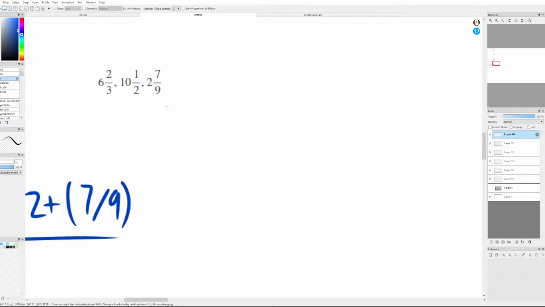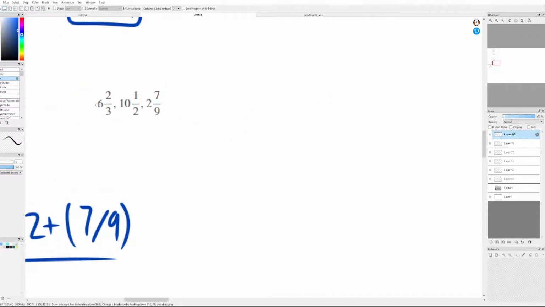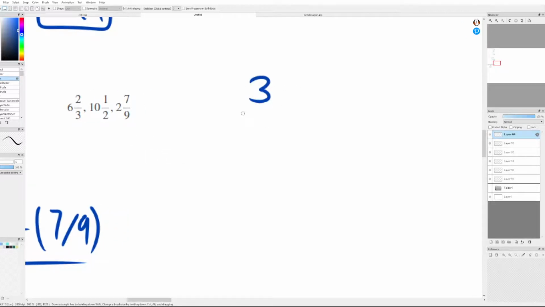Sorry, I'm losing my voice. To do that, we're going to times 6 by 3 in this case, because if you think about it, 3 over 3 is equal to 1, right? And we have 6 ones, because 1 plus 1 plus 1 plus 1 plus 1 plus 1 is equal to 6.